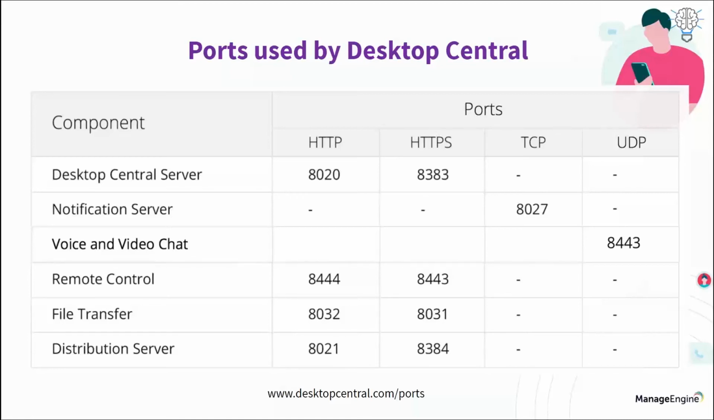Apart from these two ports, there are other optional ports that you need to open. The important ports are all listed here on the screen for you guys. You can keep the respective ports open as per the requirement. There are a few other ports. You can view them on the link that I mentioned at the bottom of the screen, www.desktopcentral.com/ports. You should be able to see all the ports that are needed for Desktop Central to work seamlessly.